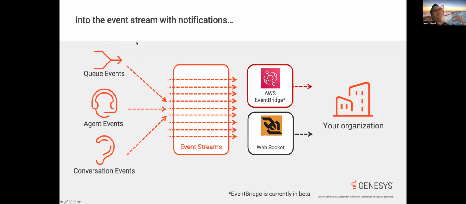So let's talk about notifications. Notifications really offer an event stream of data. So when you think about notifications, you have all of these queue events, agent events, and conversation events essentially being emitted from Genesys Cloud. And it's just a stream of data that is being sent to your organization over one of two mechanisms: AWS EventBridge, which is in beta right now, or WebSockets. WebSockets is what's been out there and is currently GA. It's been out there for a long time.